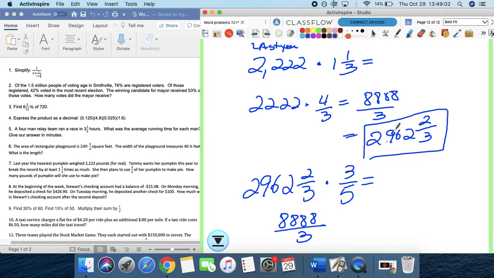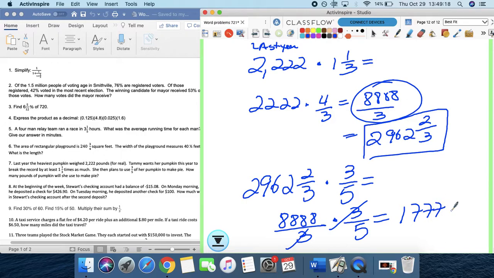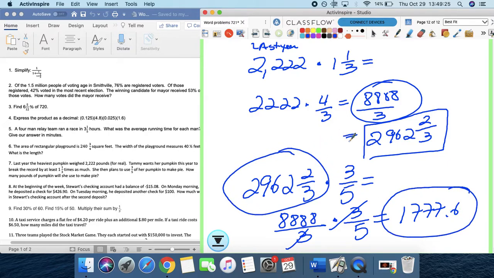Over 3, right? Because we go back to this number. And then times 3/5. So that's actually going to give us a nice terminating decimal. And that's going to give us 1,777 and 3/5 or 0.6, however you want. So out of this world record pumpkin, 3/5 of that amount is 1,777.6, and that's the amount she's going to use for the pie.